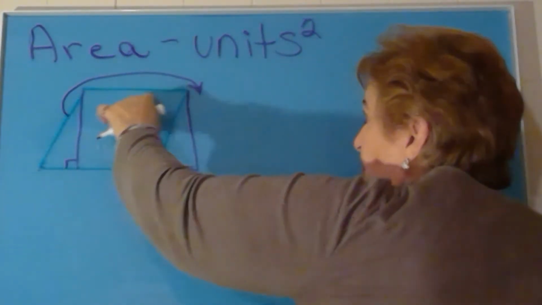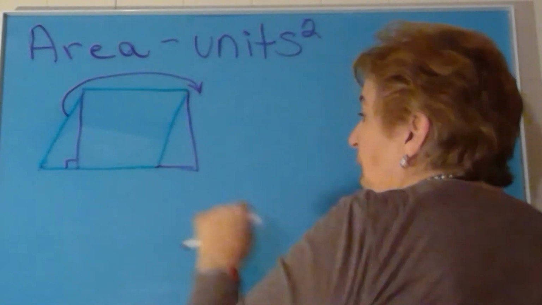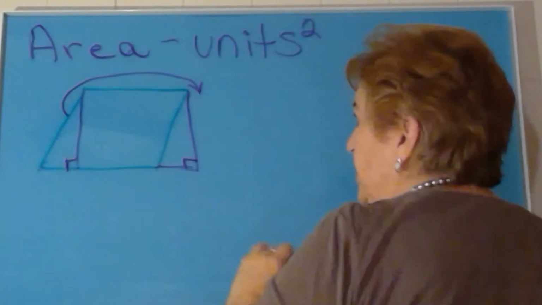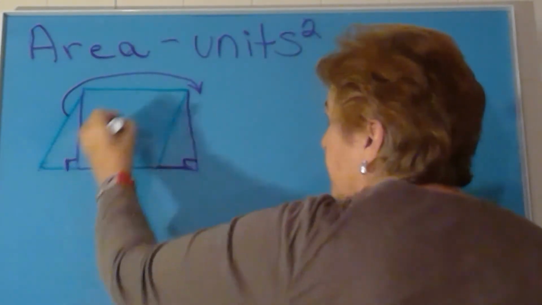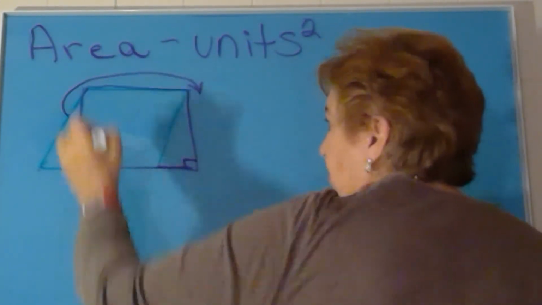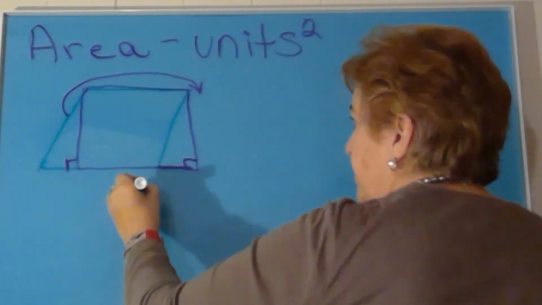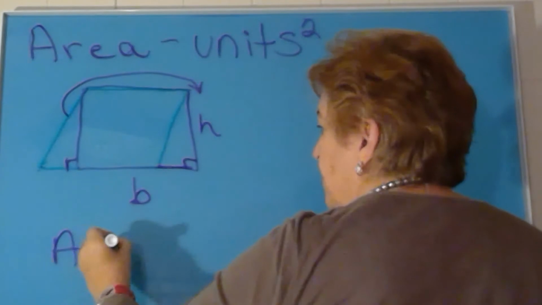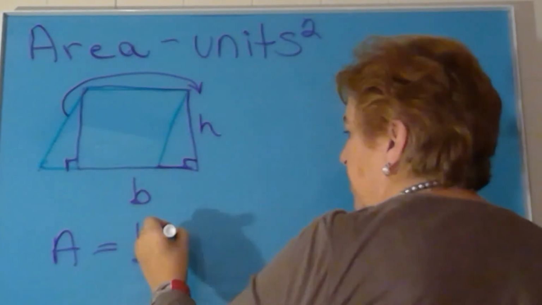This length at the top hasn't changed at all. And because I have a perpendicular there and a perpendicular there, that's going to be the same as that. I have a rectangle. This is the base and this is the height. So the area is base times height.